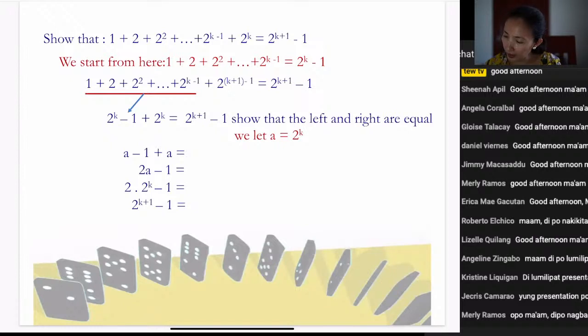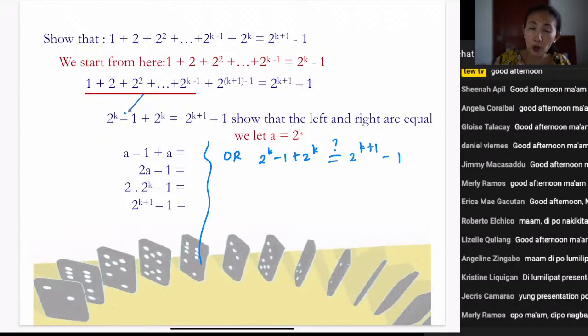So, kahit hindi na ganyan, pwede namang ganito na lang. Or, so mamaya ko i-discuss yan kasi gumamit siya ng ibang variable. Or, I could start from here, 2 raised to k minus 1 plus 2 raised to k, is it equal to 2 raised to k plus 1 minus 1? So, let's not assume because we are still trying to show that the left and the right are equal. Now, if I combine, di ba, these are like terms. Okay? These are like terms. 2 raised to k plus 2 raised to k, edi dalawang 2 raised to k, right? Okay? So, I have to write 2 times 2 raised to k minus 1. Okay?